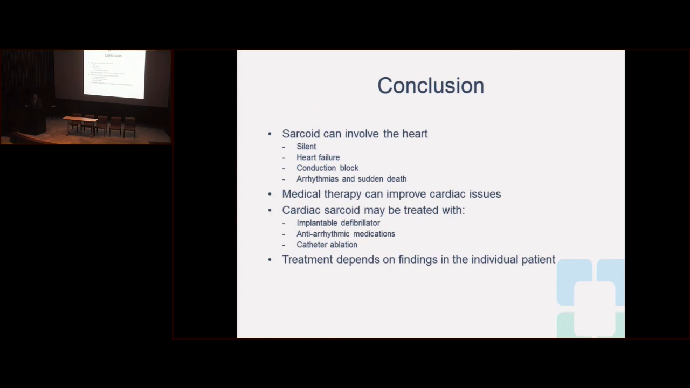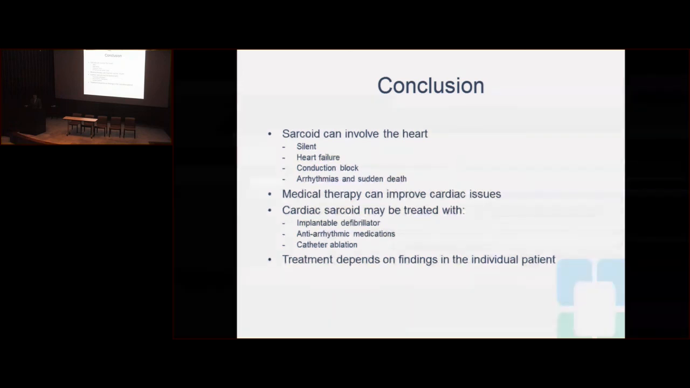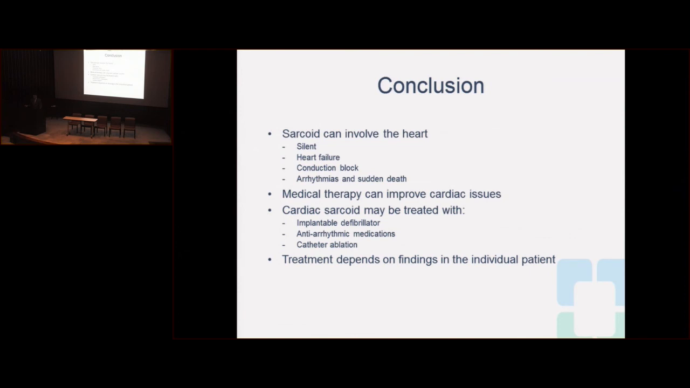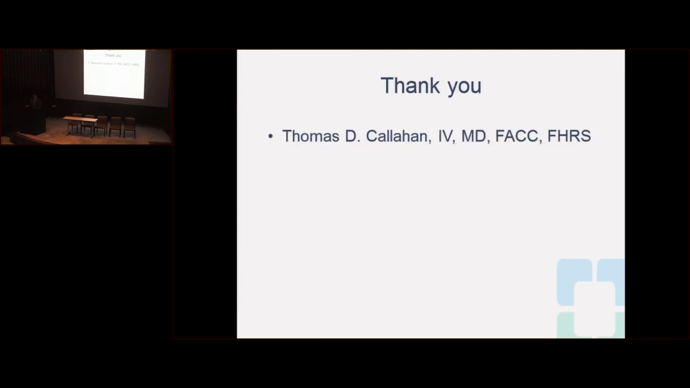So in conclusion, sarcoid can involve the heart. It can be silent. It can cause heart failure or conduction abnormalities or ventricular arrhythmias. Medical therapy can certainly improve the cardiac issues that we see. And cardiac sarcoid can be treated with implantable defibrillators, implantable devices, antiarrhythmic medications, and even catheter ablation. And treatment depends on the findings of the individual patient.